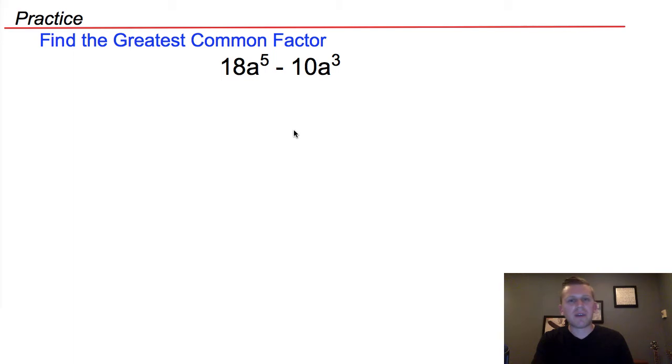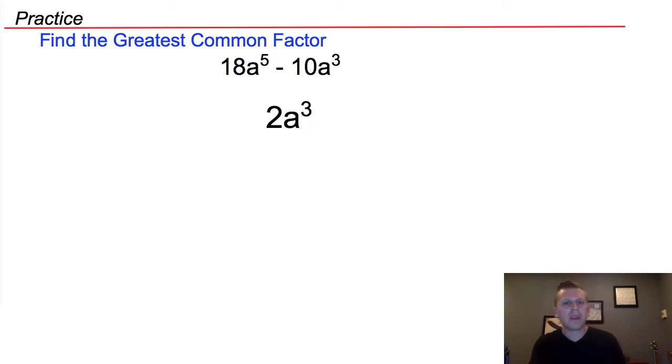Okay, let's see how we did. So what we want to do here is find the GCF of 18 and 10. That GCF is going to be 2. That is the largest number that divides into them evenly. For a to the 5th and a cubed, that GCF is going to be a cubed, making my GCF 2a cubed.